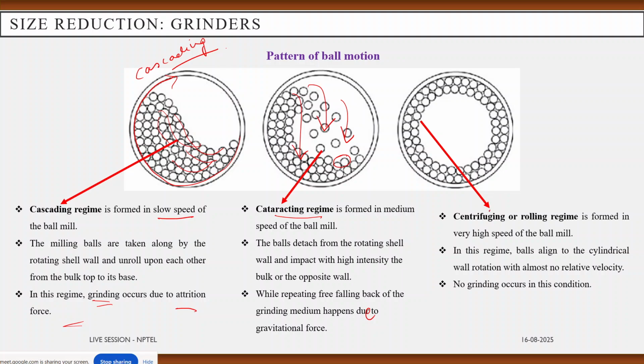And the last stage is the centrifuging or rolling regime, where you increase the speed of the ball mill even higher, to a very high speed. It turns out to be centrifuging, where in this regime the balls align completely with the rotation of the shell and don't interact with each other, so there is no attrition force, and there is no impact force as well. So in this centrifuging or rolling regime, no grinding is occurring.